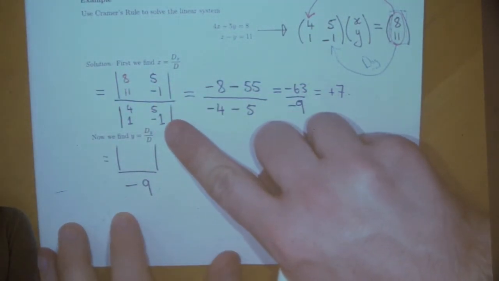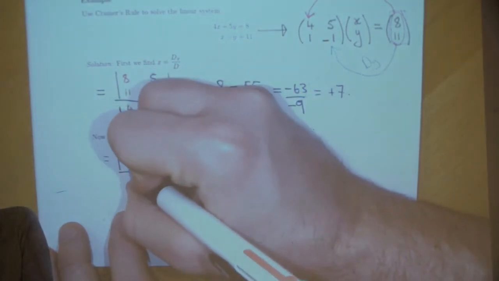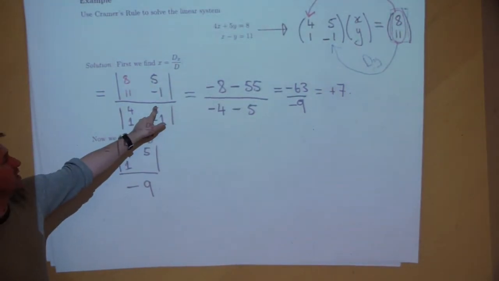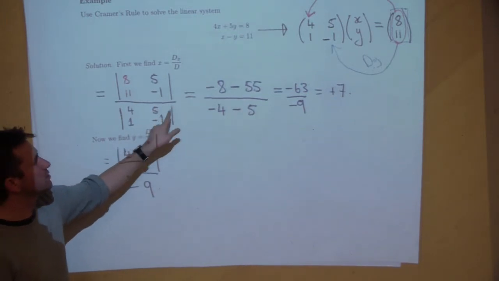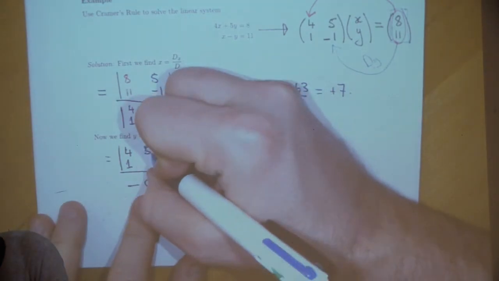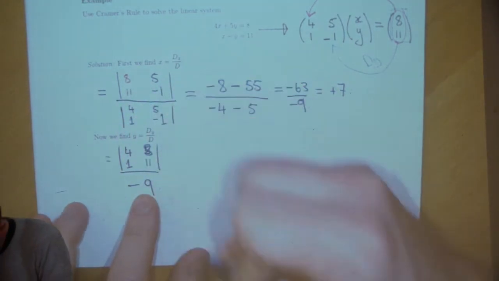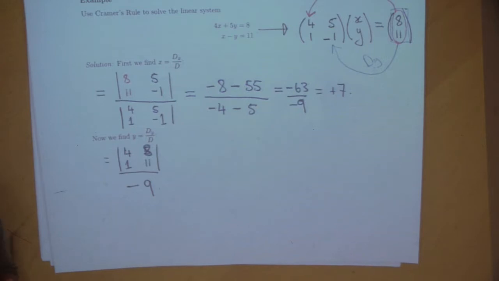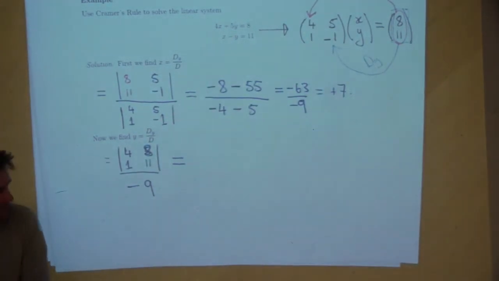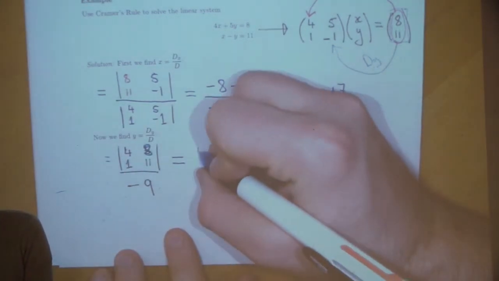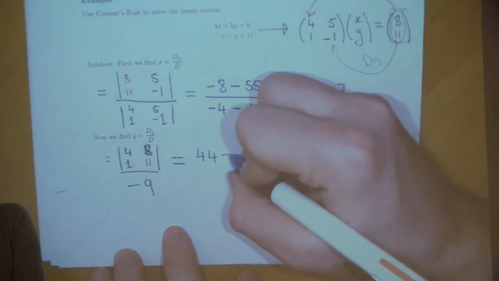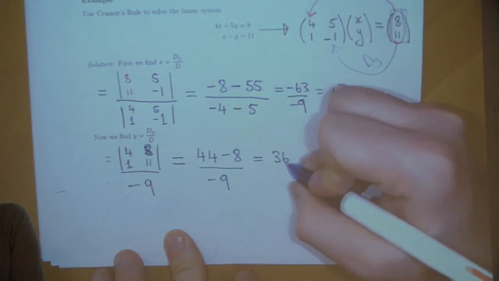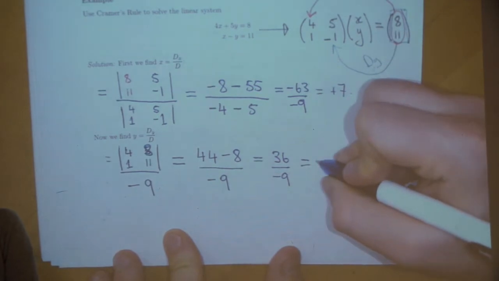And dy is this thing, the 4, 1, 5, minus 1. But you replace the y coefficients with the constants, the 8 and the 11. Sorry. So replace the x coefficients for dx, replace the y coefficients for dy. And you do the same again, right down diagonals minus left down diagonals. 4 by 11 is 44, minus 8 by 1 is 8, over minus 9, and that gives 36 over minus 9, which is equal to minus 4.